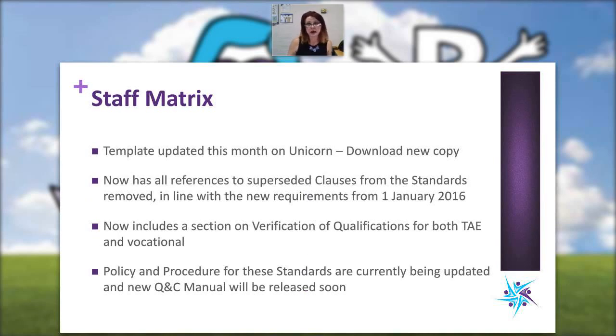Our staff matrix template was updated this month on Unicorn, so you need to go online onto Unicorn and download the new staff matrix. We've made some changes with those superseded clauses. We've taken out all references to the superseded clauses, and we've also now got a process for verification of those qualifications for TAE and the vocational side.